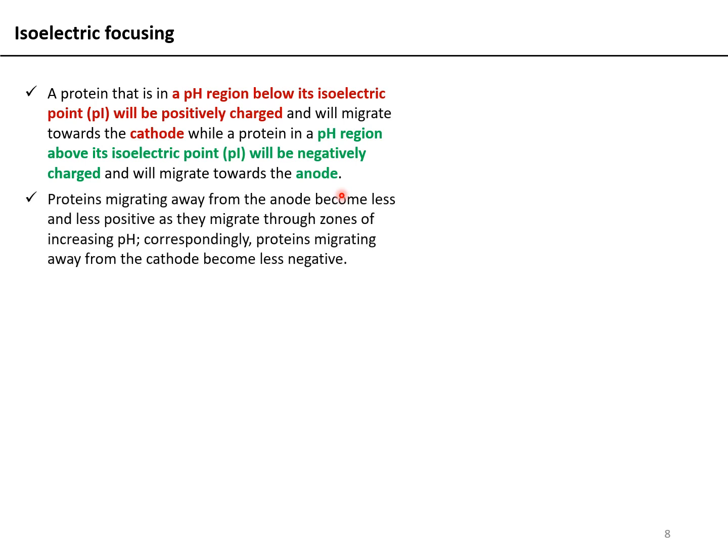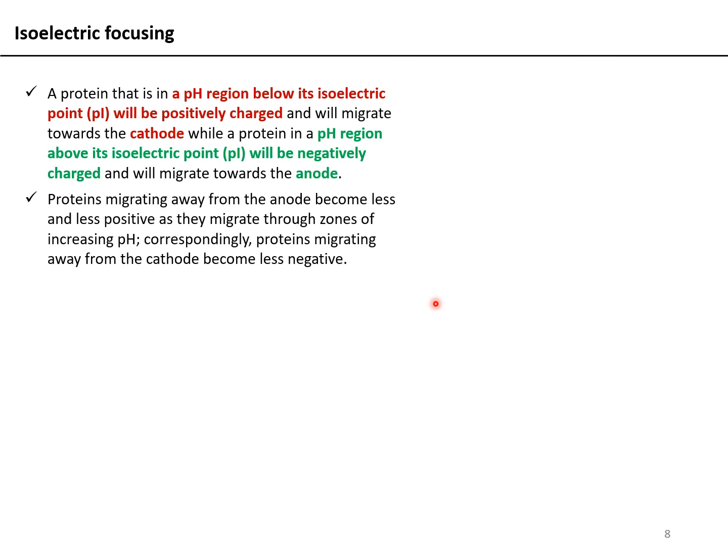So the proteins migrating away from the anode become less and less positive. Why? Because again, if you go back to the previous slide where we talked about the ampholyte mediated pH gradient that was established in the gel, you would see that as one was moving away from the anode towards the cathode, there is an increase in the pH. So as the protein migrates towards the cathode, it becomes less and less positive.